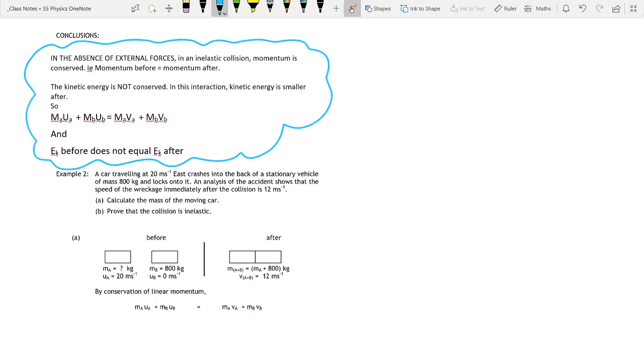So what we would do if we did this experiment, we find the momentum before is equal to the momentum afterwards. But we find that the kinetic energy is not conserved. So in this interaction, kinetic energy is smaller afterwards. So the kinetic energy is not conserved. So the two equations: mass of A times initial speed of A plus mass of B times initial speed of B is always equal to mass of A times the final speed of A plus mass of B times the final speed of B. But kinetic energy before does not equal kinetic energy afterwards.